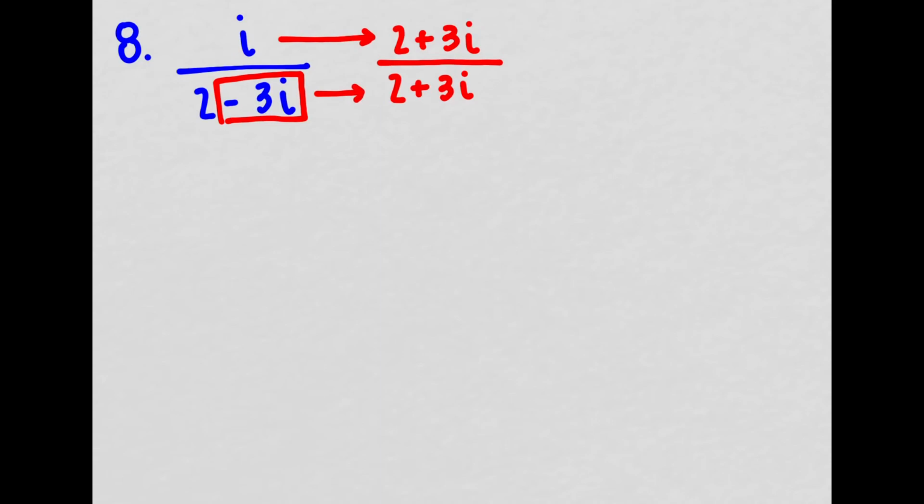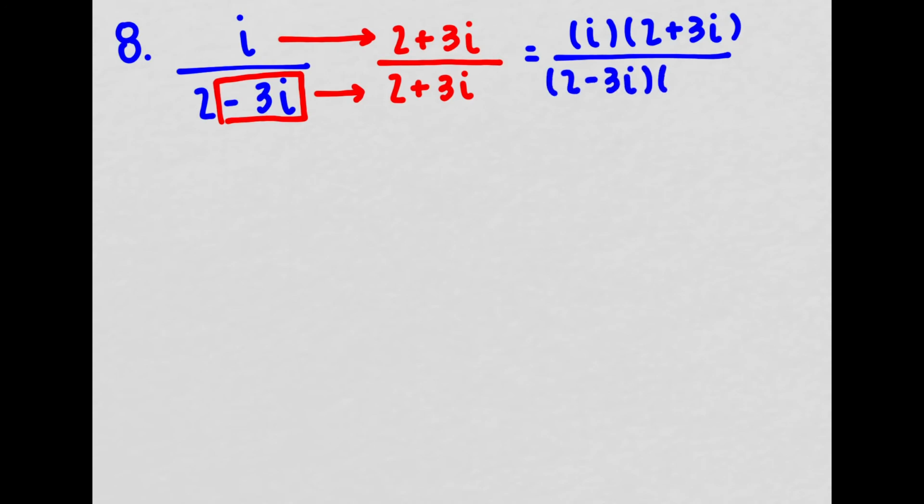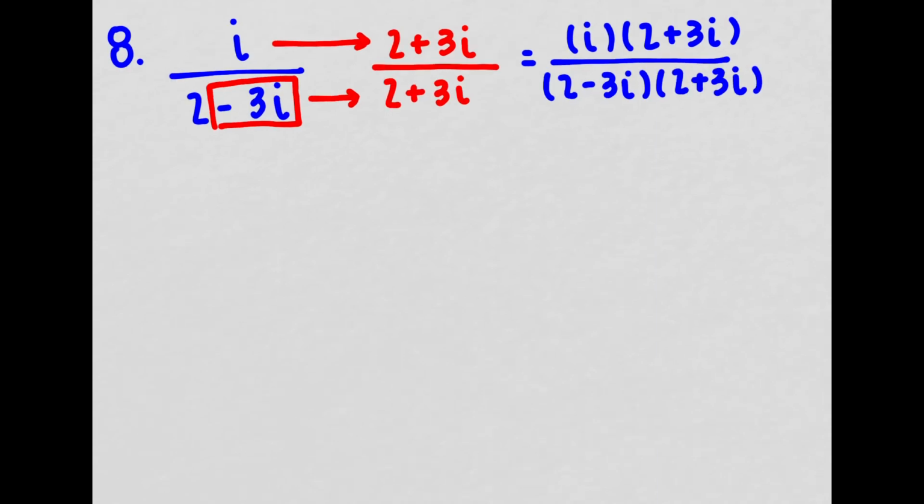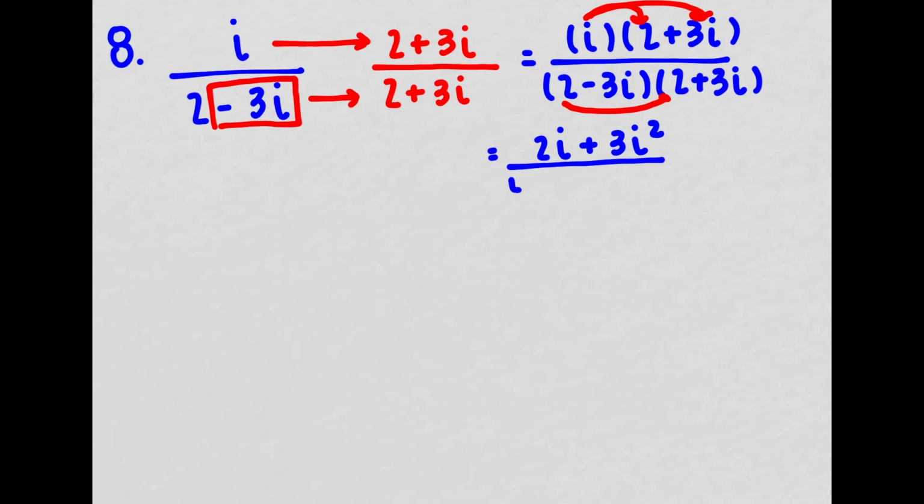So I have in my first parenthesis i times 2 plus 3i, and on the bottom I have 2 minus 3i times 2 plus 3i. Now I'm just going to start multiplying everything. So i times 2, that gives me a 2i, and then I have i times 3i, and that gives me a plus 3i squared. I'm going to do the same thing with the bottom. So 2 times 2, that's going to give me 4. 2 times 3i is going to give me a positive 6i.